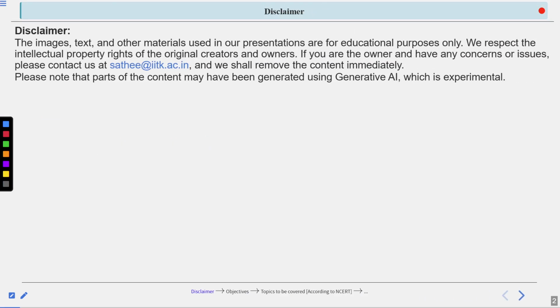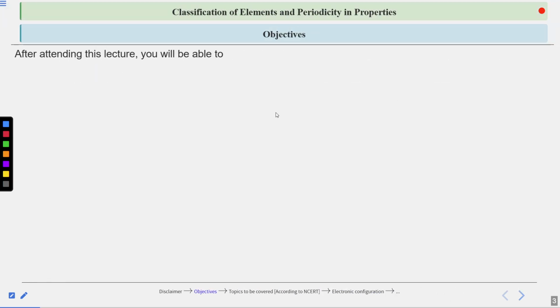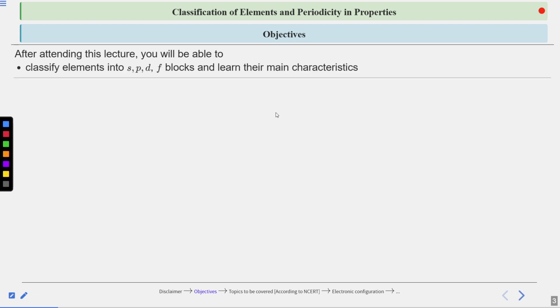So this is the disclaimer. In today's class, our objective would be to classify the elements into S, P, D, F blocks and try to learn the main characteristics of these blocks. After attending the lecture, you would be able to classify the elements into S, P, D and F blocks, and also you will be able to learn their characteristics.